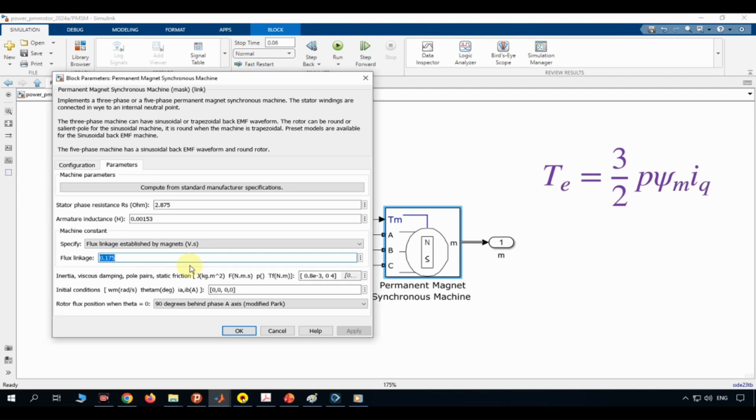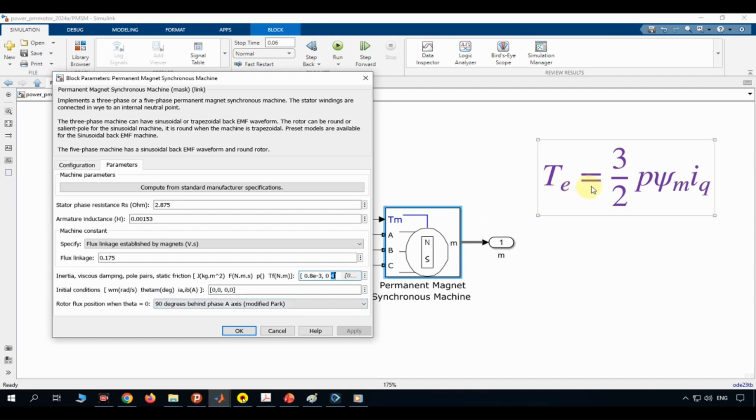The mechanical parameters are crucial. The inertia is 0.8 times 10 to the minus 3 kg squared, very low. With low inertia, the motor can accelerate quickly, but it's also more sensitive to torque disturbances. Viscous damping and static friction are both set to 0 in this idealized model. There are 4 pole pairs. Remember, more pole pairs means higher electrical frequency for the same mechanical speed, but also higher torque density.